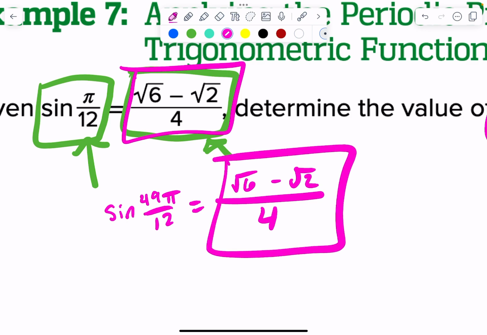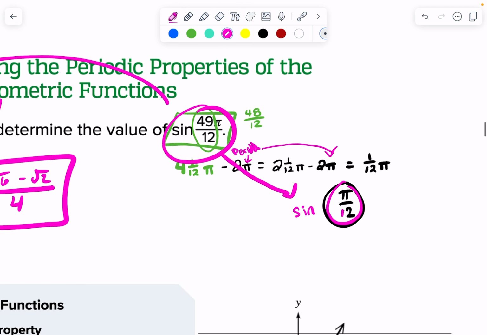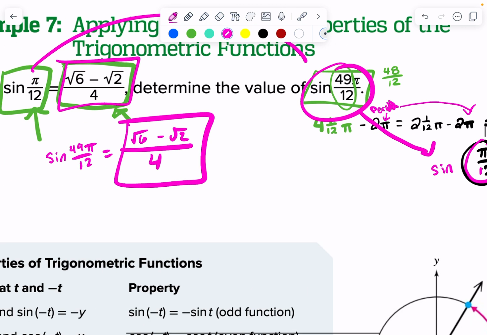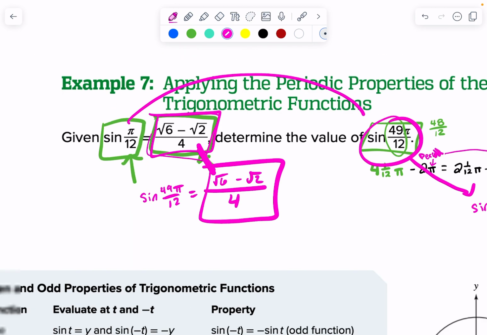This is going to be the answer just because these two are coterminal angles and they're in increments of 2 pi, which is what sine's period is, okay? So I can just add and subtract 2 pi to find values that are nice and then use that to say that these two values are going to be the same, okay?